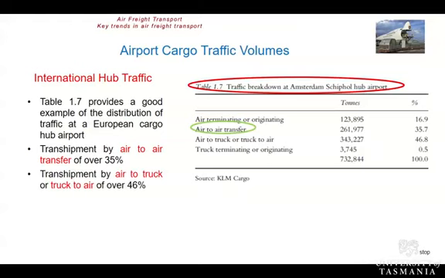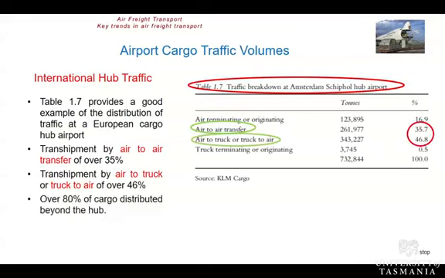Transshipment from air to truck and truck to air is about 46%. So in total, about 80% of the goods coming into the hub are moving on to another destination. And that's the beauty or the benefit of the hub. It's that potential to move cargo in and out. Now, you would expect in another region that the air to truck and truck to air would be much lower because they don't rely so much as they do in Europe on the movement by truck.